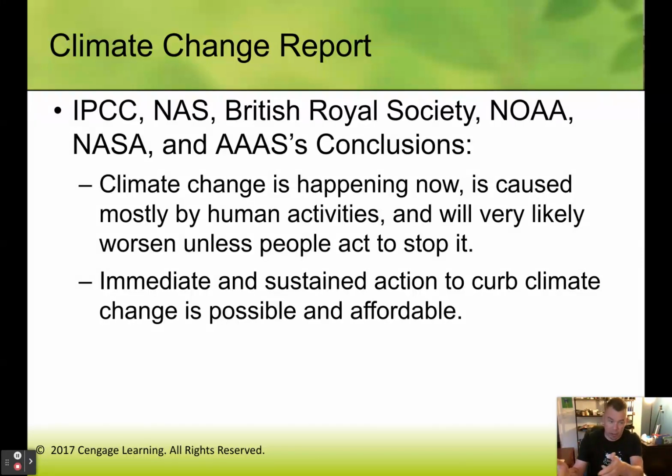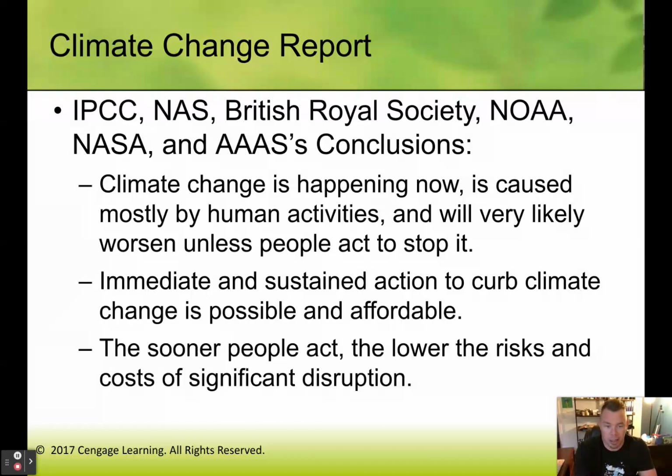Because if we make the change and then nothing happens, that's like everybody at the New Year's gym. You know, we go to the gym for 2 or 3 or 4 weeks if we're lucky, and then we just pay the gym membership for the rest of the year. The sooner we act, the lower the risks are to everybody involved. Every country, rich person, poor person, everybody.